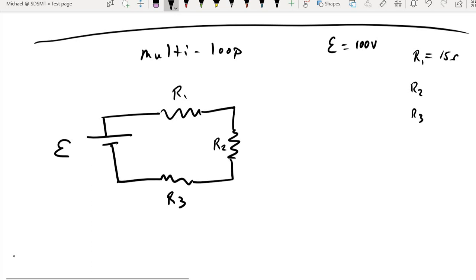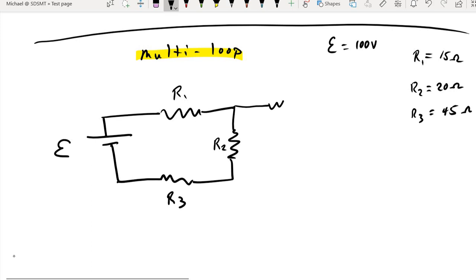We really wouldn't have any problem solving for any of the values in this circuit because we've already seen examples like this. We'll put 45 here. But I promised you a multi-loop, and right now this is just a single loop. So to make multiple loops, what I have to do is add more stuff to the circuit.